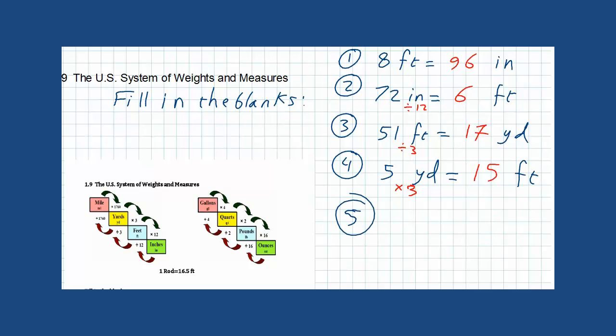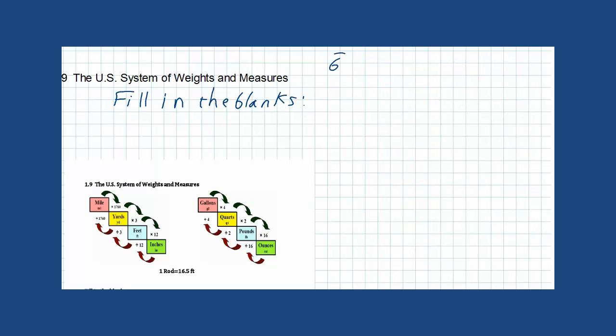Example 5: change 3 miles to yards. To change from miles to yards, you should multiply by 1760. And your answer must be 5,280 yards.